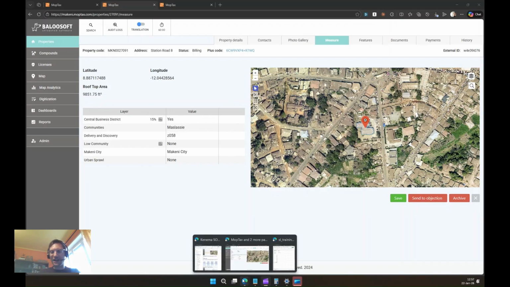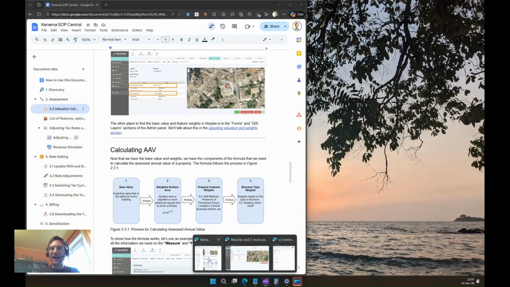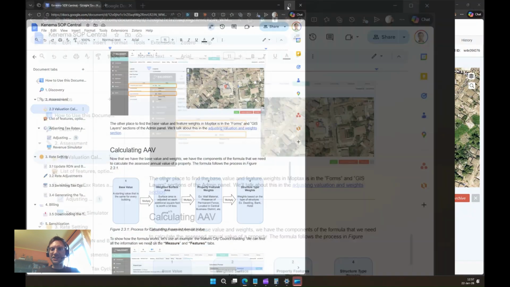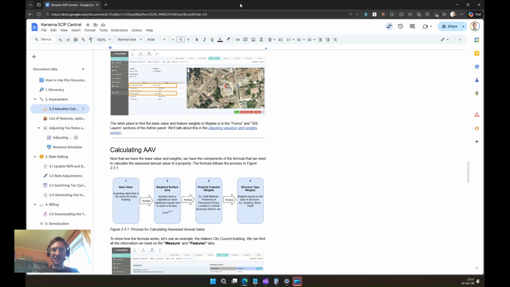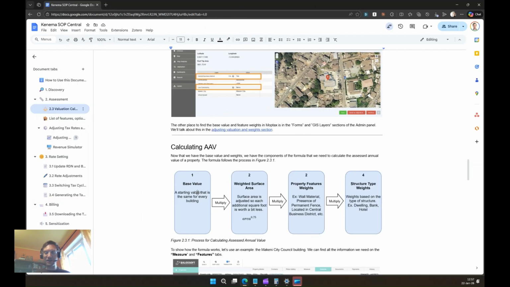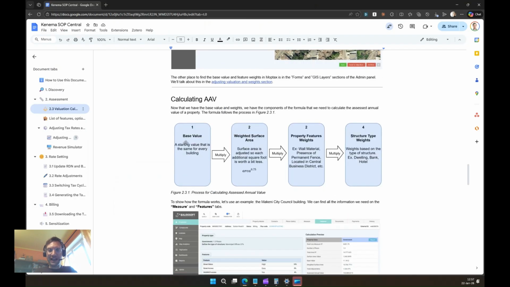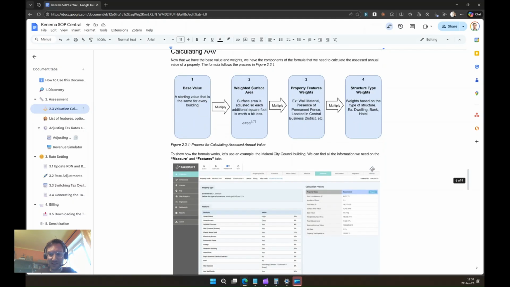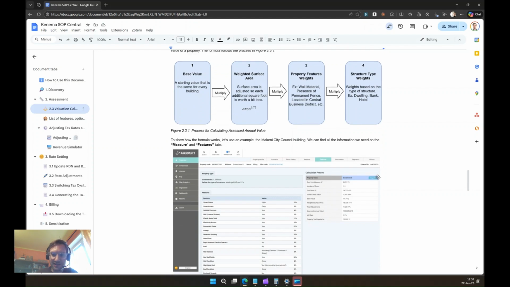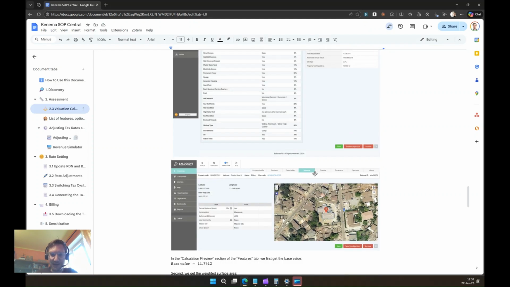So now that we know where everything is located in MobTax, let's actually think about how these all fit together in the valuation formula. And we'll try to go through it by actually calculating an example. So the formula has base value, which is our starting block. Then we multiply that by the weighted surface area. Then we multiply that by the property feature weights. And then we multiply that by the structure type weights. And let's see what this actually looks like if we try to do this ourselves. Everything we need is on either the features tab or the measures tab to do this.